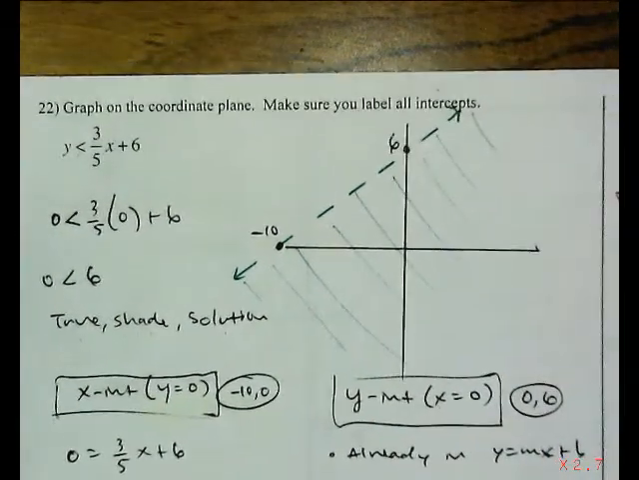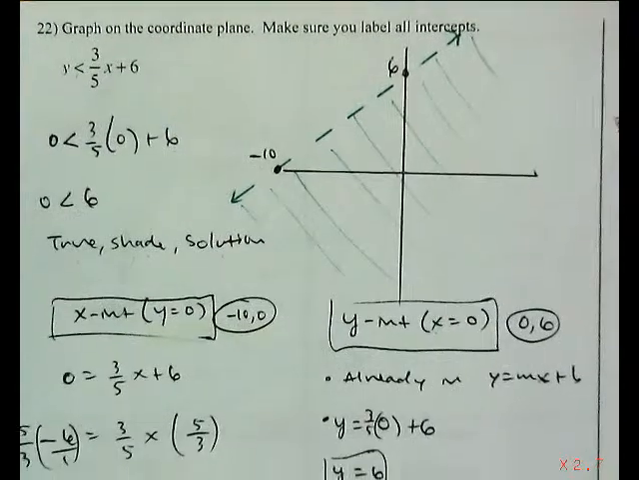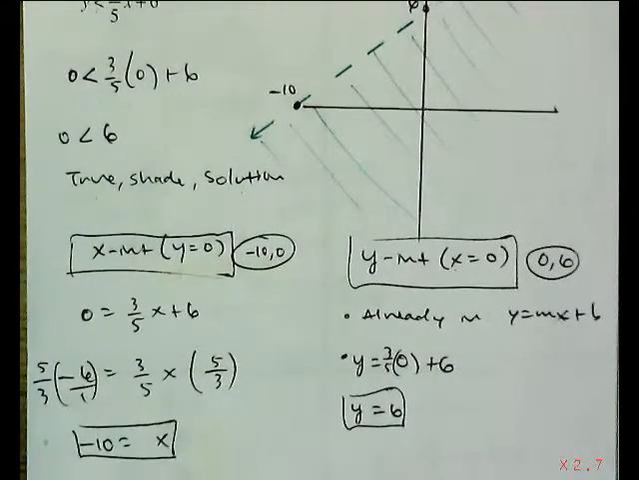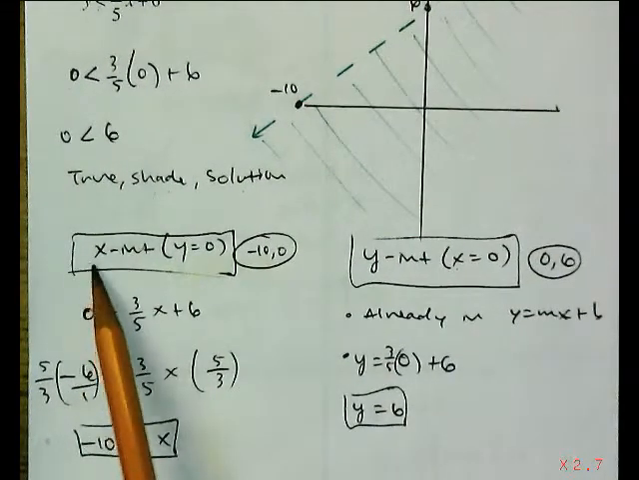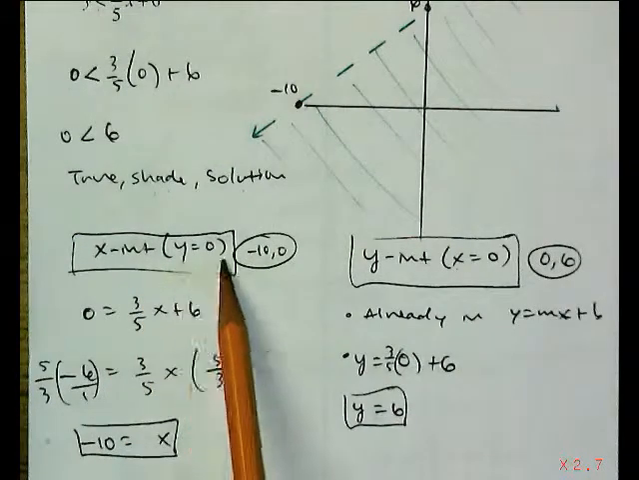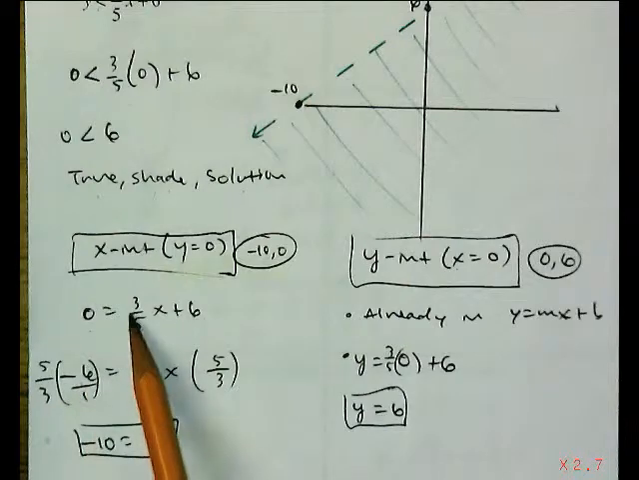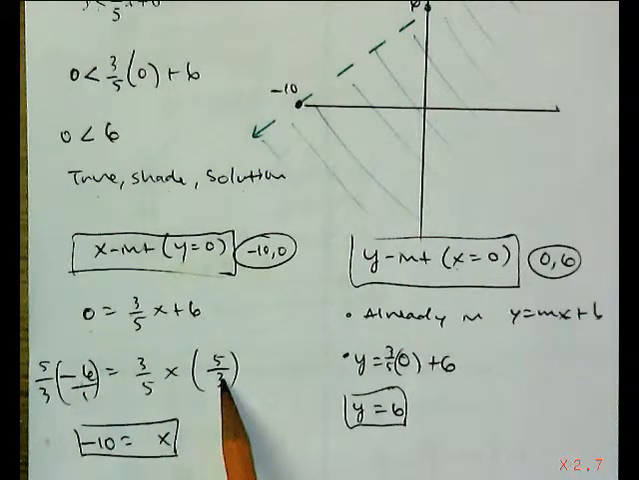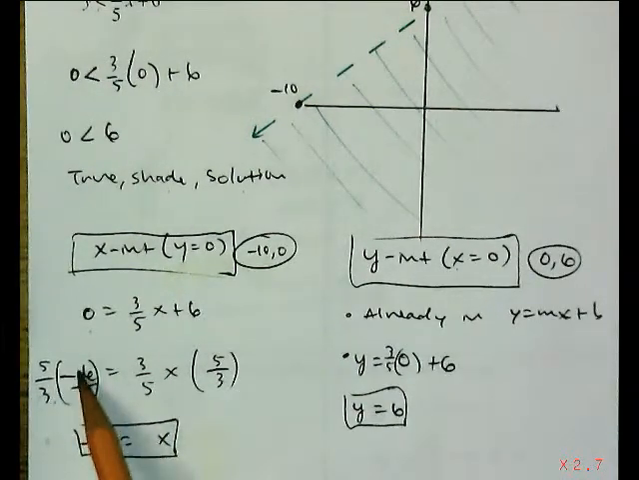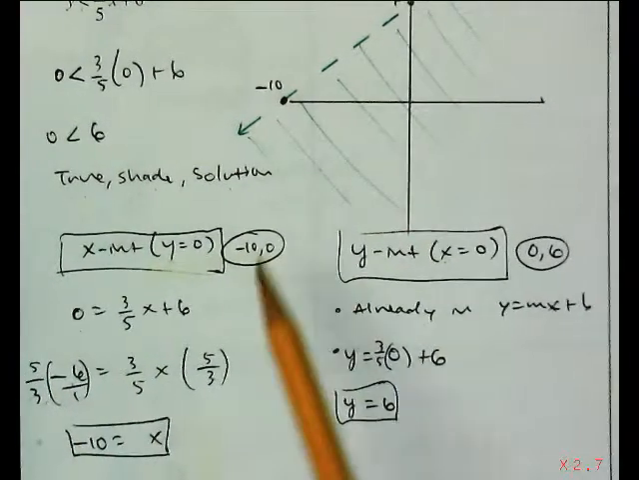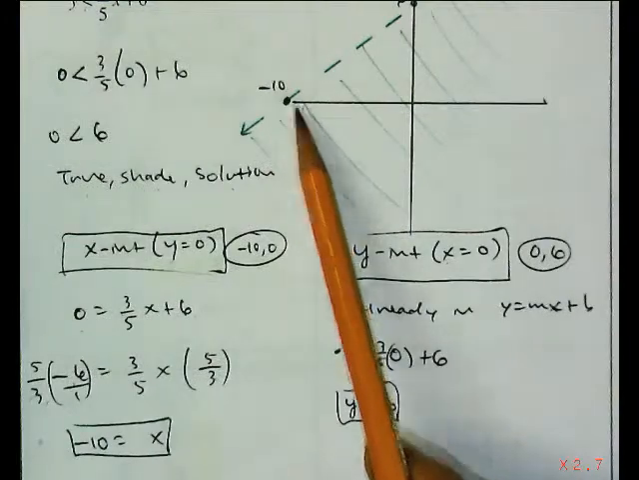Okay. To find my intercepts, specifically the x-intercept, because it's not labeled on there, I make y equal to 0, subtract 6, multiply by the reciprocal of its coefficient, which is 5/3. I can cross-cancel there, or I can multiply across. Negative 30 divided by 3 is negative 10. That's how I got this negative 10 here.